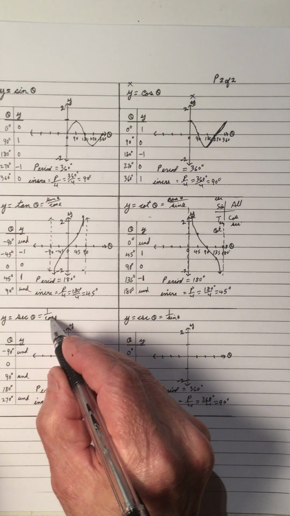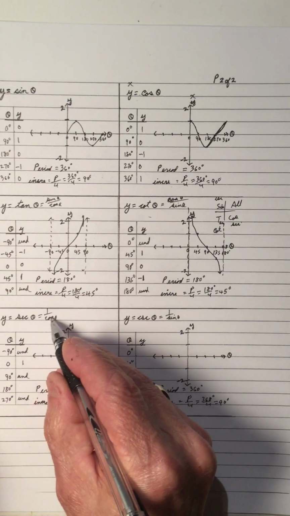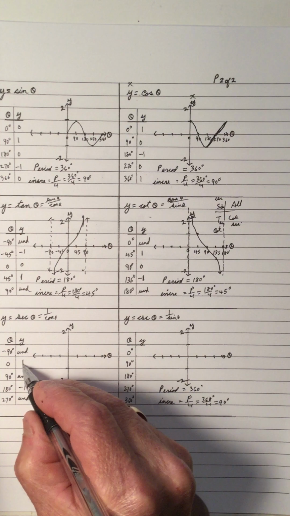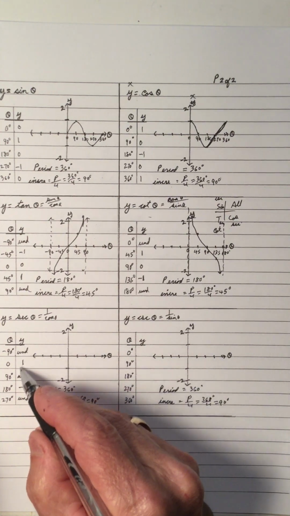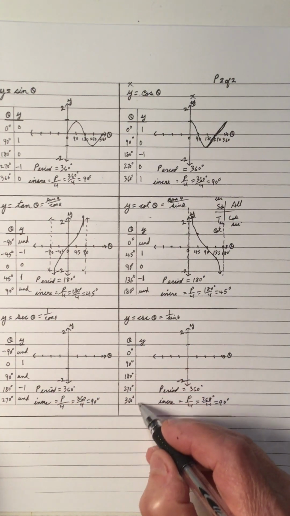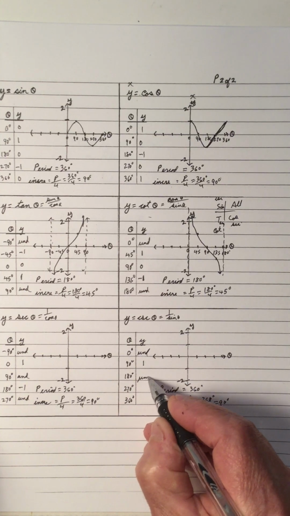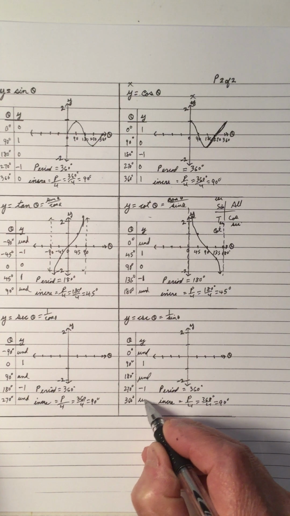And the cos of 0 is 1, so this is a 1. The cos of 180 is negative 1, so 1 over negative 1 is negative 1. And I know also that the table here, this is the same here. So this is undefined, 1, undefined, negative 1, undefined.